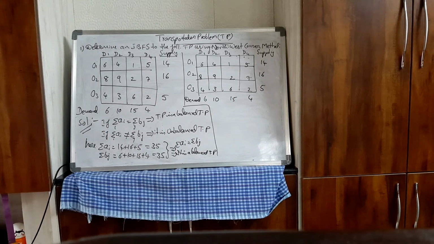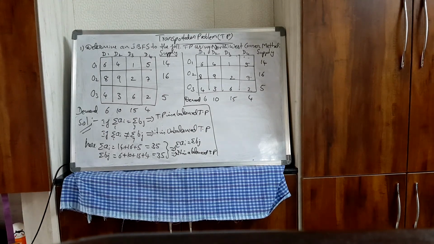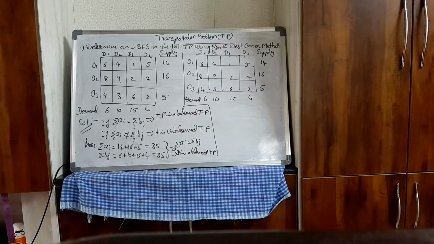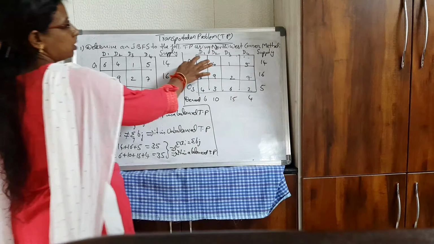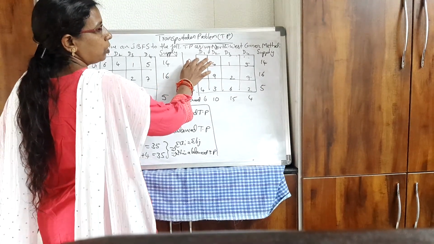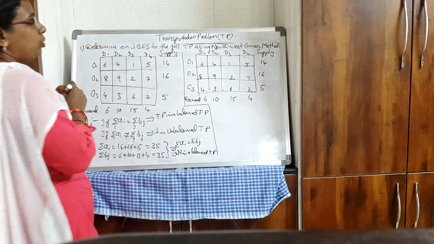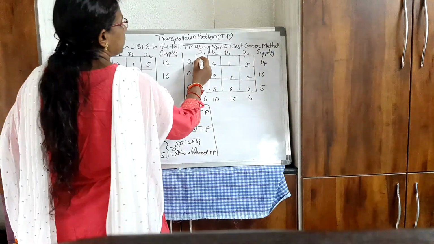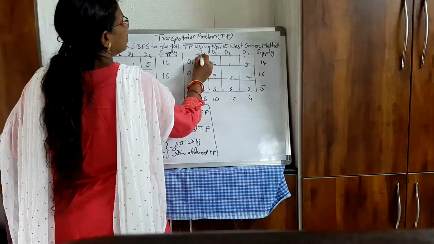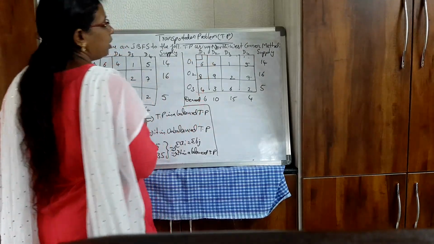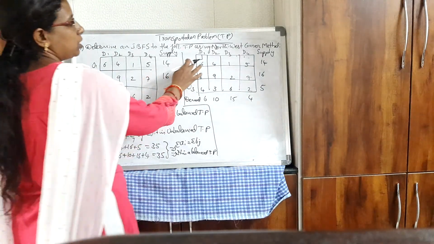So here, the northwest corner of the table is this. This is the northwest corner of the table. So what you have to do? You have to start making allocations from here. So from here I will make the allocations. This is the corner element.